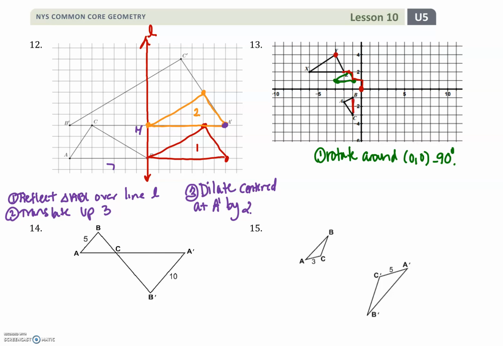You can also measure that this is 2 and this is 4 like we did on the other one. So if you use your center of dilation as the origin, you can just say r equals 2 for your scale factor, then you can get it that way too.